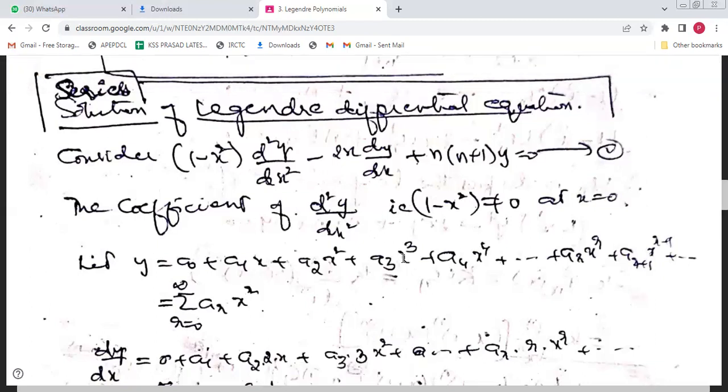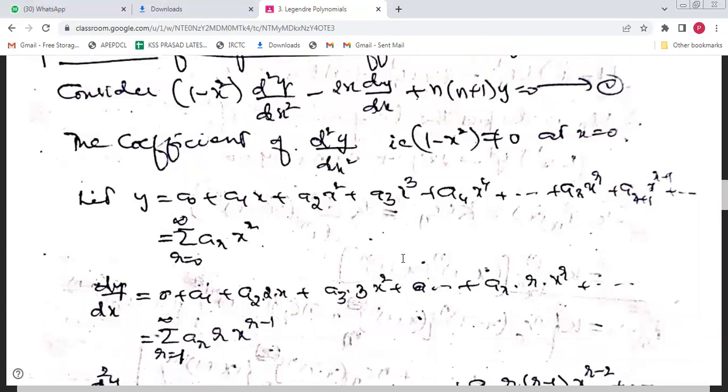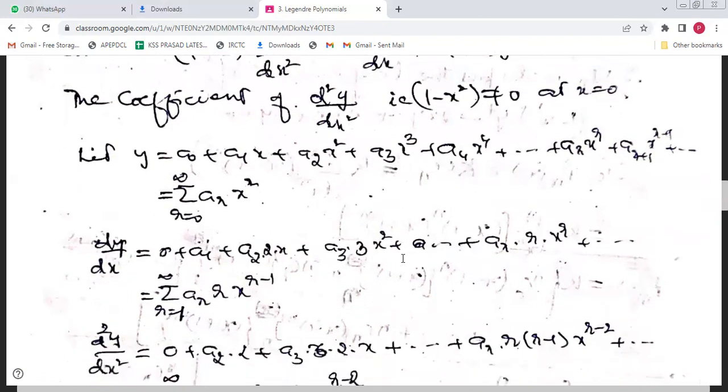Now what is dy by dx? a naught is a constant, so the derivative of a constant is 0. a1, derivative of x is 1. a2 times derivative of x square is 2x, plus a3 into derivative of x cube, which is 3x square, plus etc., ar into r times x power r minus 1. So here this becomes summation r running from 1 to infinity ar into r times x power r minus 1.